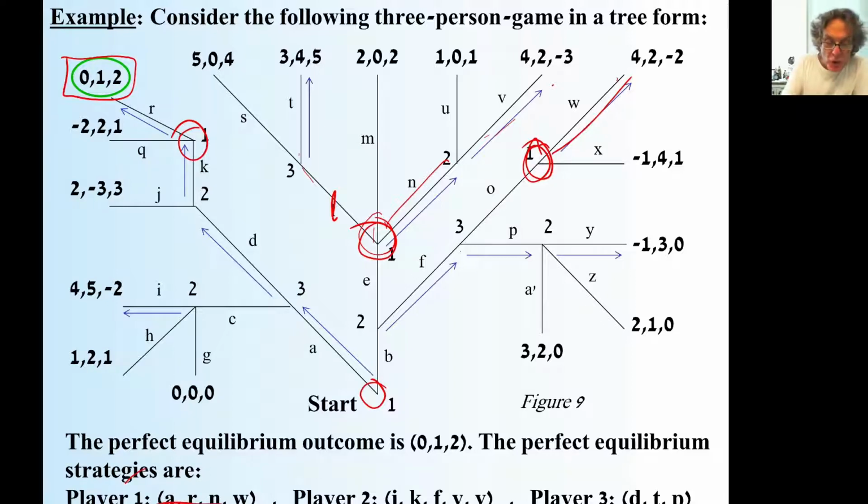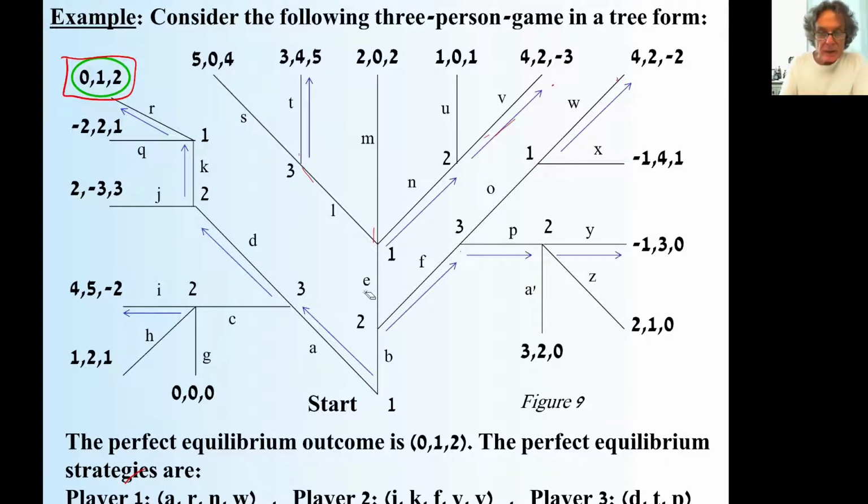And each one in the right decision node. In this decision node of 1, he goes A. In this decision node of 1, he goes R. In this decision node of 1, he goes N. In this decision node, he gets W. So that is described by 4 choices, each one in each one of the decision nodes of the player.